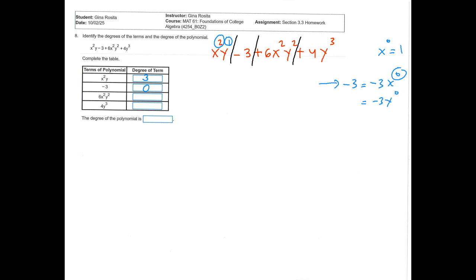Now 6x squared plus y squared. You add it, yeah? 2 plus 2 become 4. Now the last one, 4y cubed. The answer is, degree is 3. Okay, this is degree of term. Now the degree of the polynomial, you have to look at the highest one, the greatest one. Okay, this one, the greatest one is 4. So the degree of the polynomial is 4. Okay, so you can see here the degree of the term and the degree of the polynomial.